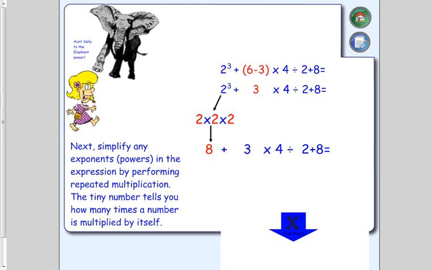So after P parentheses, next we're going to do exponents. So here's the problem as it was on the last screen after parentheses. Now we can see one exponential value. We're going to go ahead and draw an arrow down and solve that. That means 2 times 2 times 2, which is 8. So once you've solved the exponents, rewrite the problem again. So would you make sure that your problem looks like this before you move on?